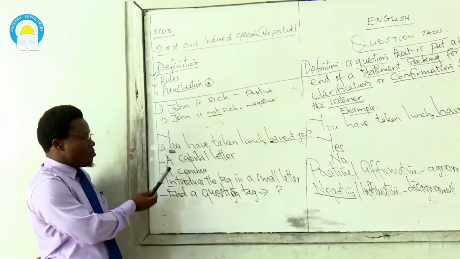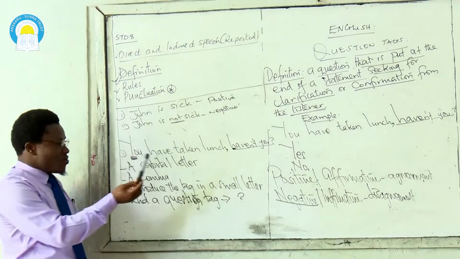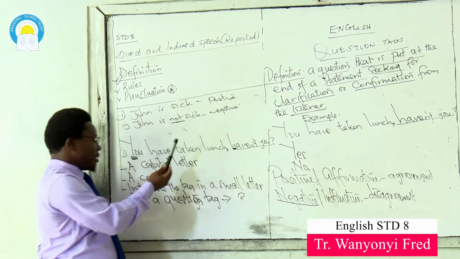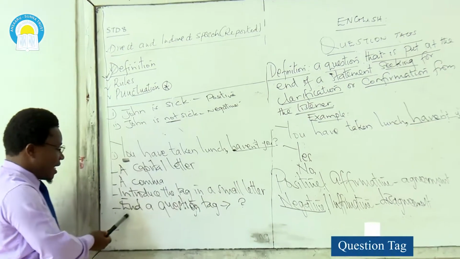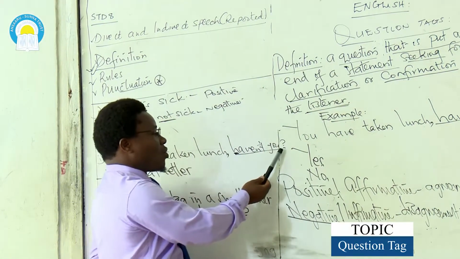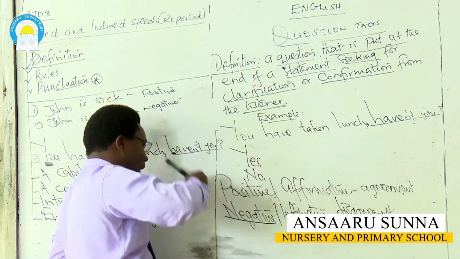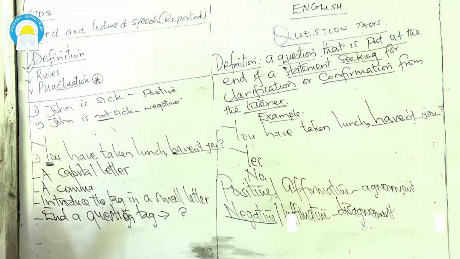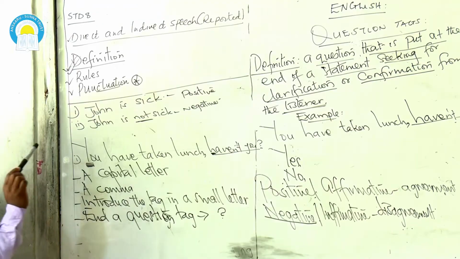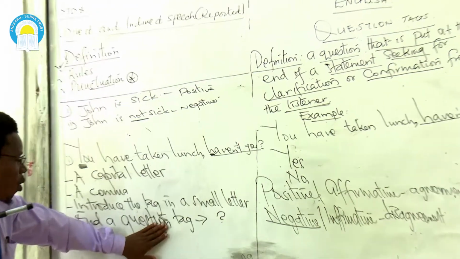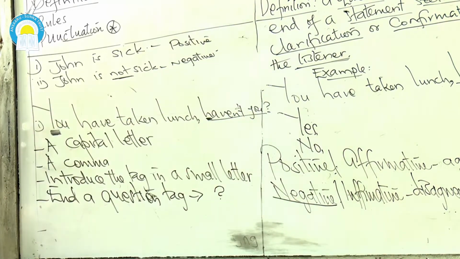That, first and foremost, begin your statement in a capital letter, end your statement in a comma, introduce the tag in a small letter, and end a question tag in a question mark, since it is a question placed at the end of the statement seeking clarification from the listener. So these are the 4 basic rules that as a candidate you need to work with as your weapons when you are answering question tags.